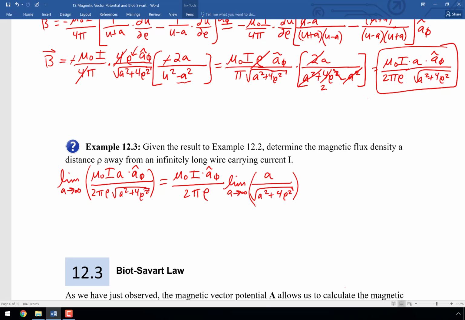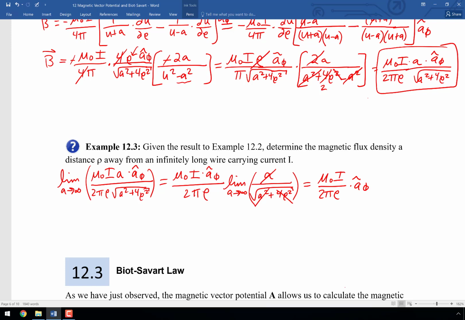Well, if A is infinitely large, then 4 rho squared is going to become irrelevant. And if 4 rho squared becomes irrelevant, then the denominator is just the square root of A squared, which is really just A. And so if that happens, then we can cancel A with the square root of A squared, and the whole limit is just going to go to 1, and this leaves us with mu sub 0 I over 2 pi rho times A sub phi.